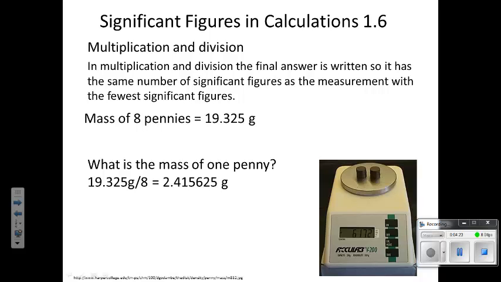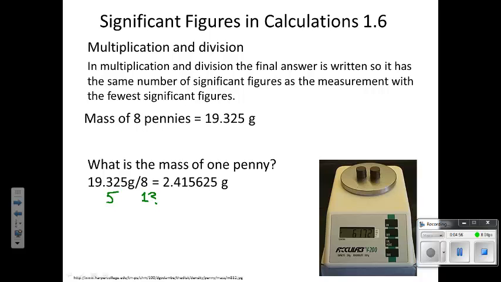So how many significant figures does 19.325 have? Should have 5, right? All non-zero numbers are significant. And how about 8? Has 1? Whenever the teacher says something like that, you say, no, no, no, it's not right. Does 8 really have 1 significant figure as well? Okay, this is an issue, right? Because there's 8 pennies. 8 pennies is simply the number of pennies that there are. It's not a measurement. It's just a counting number.